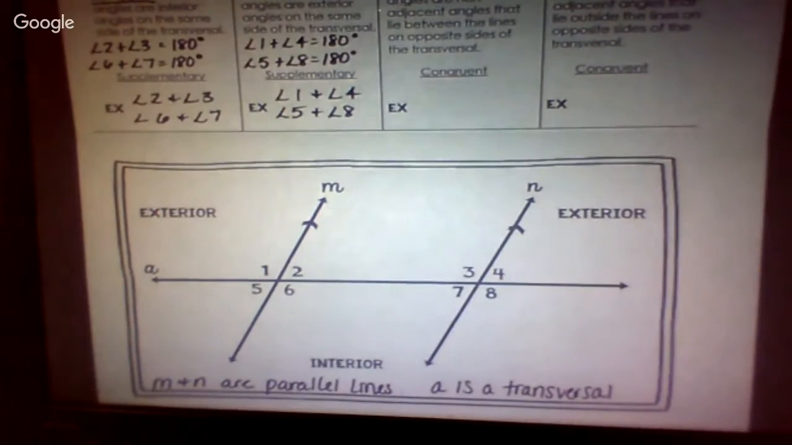Okay, so we just got done talking same side. If you move over to the next one, this time it says alternate. So they're not going to be on the same side anymore. You're going to have one on the top of the transversal and one on the bottom. Okay, so they're alternate. Interior. So opposite of your transversal, inside the parallel lines. What'd you say? Not 2 and 6. 3 and 6. 3 and 6.